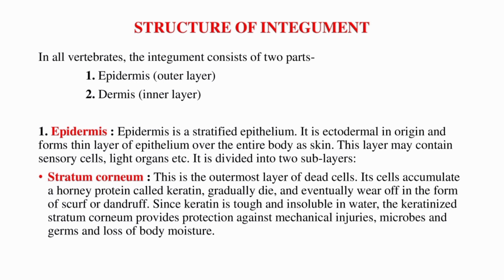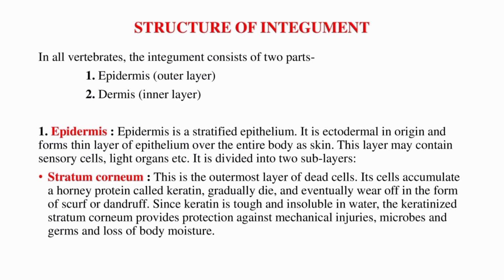In all vertebrates, the integument consists of two parts. First one, epidermis or the outer layer. Second one, dermis or the inner layer. Epidermis. Epidermis is a stratified epithelium. It is ectodermal in origin and forms a thin layer of epithelium over the entire body as skin. This layer may contain sensory cells, light organs, etc. It is divided into two sublayers, that is stratum corneum and stratum germinativum.